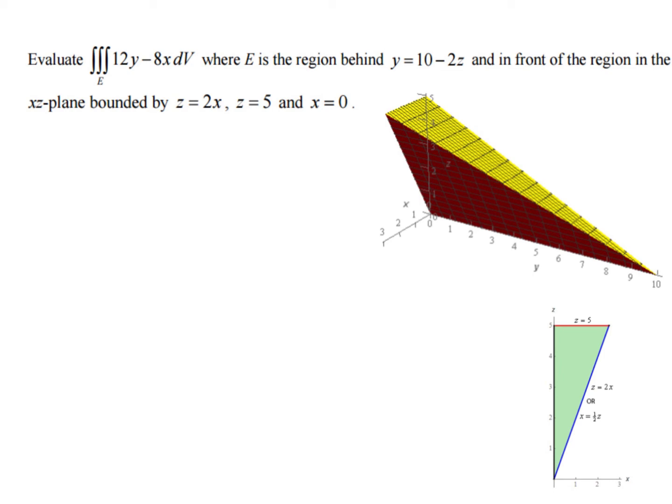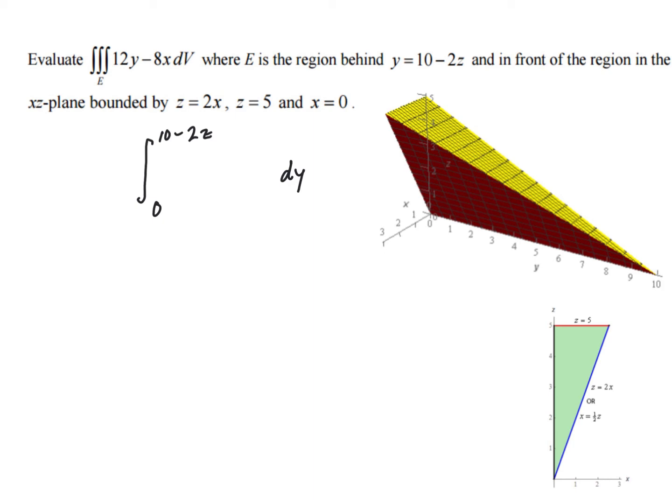Because it's y equals 10 minus 2z, that's going to be my first integral, my innermost integral. It's going to be dy. And they told me it was bounded between 10 minus 2z and the xz plane. So on the xz plane, y is 0. And I'm going to have it be bounded to this. So that's going to be my first.